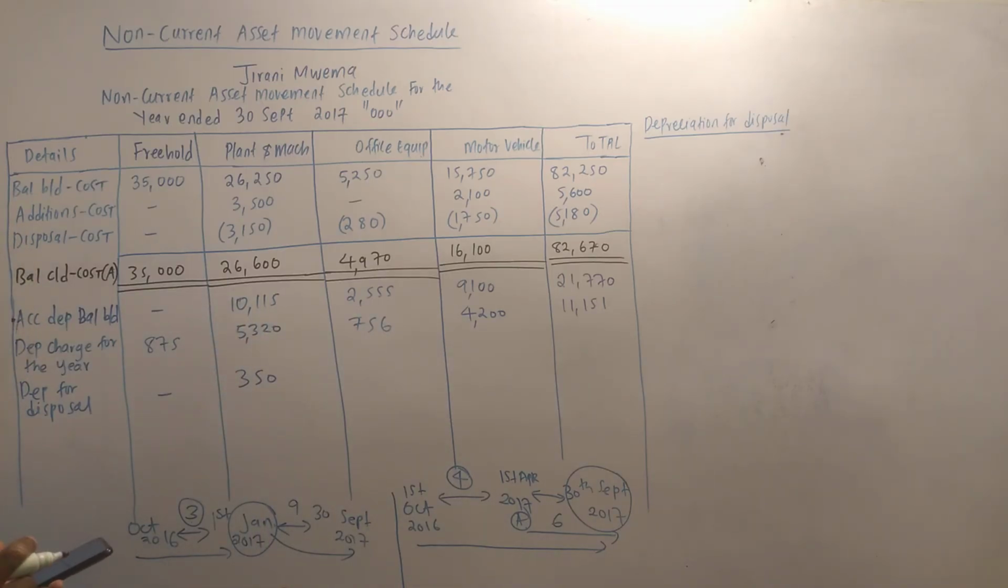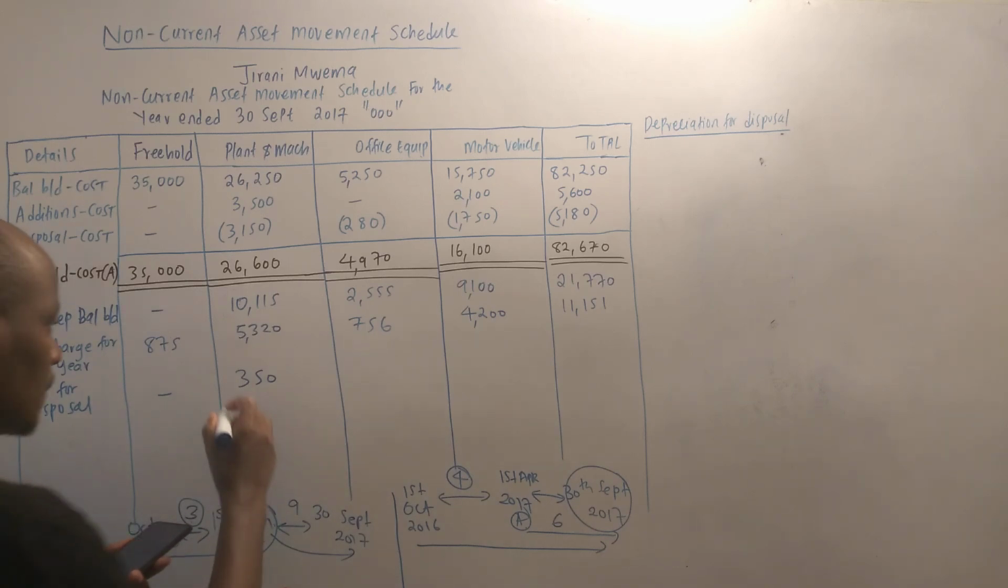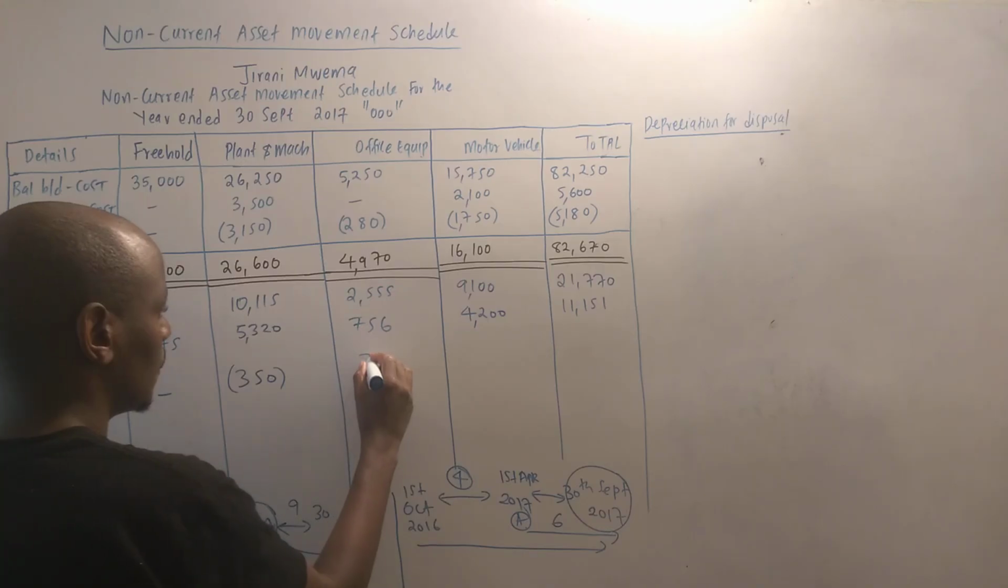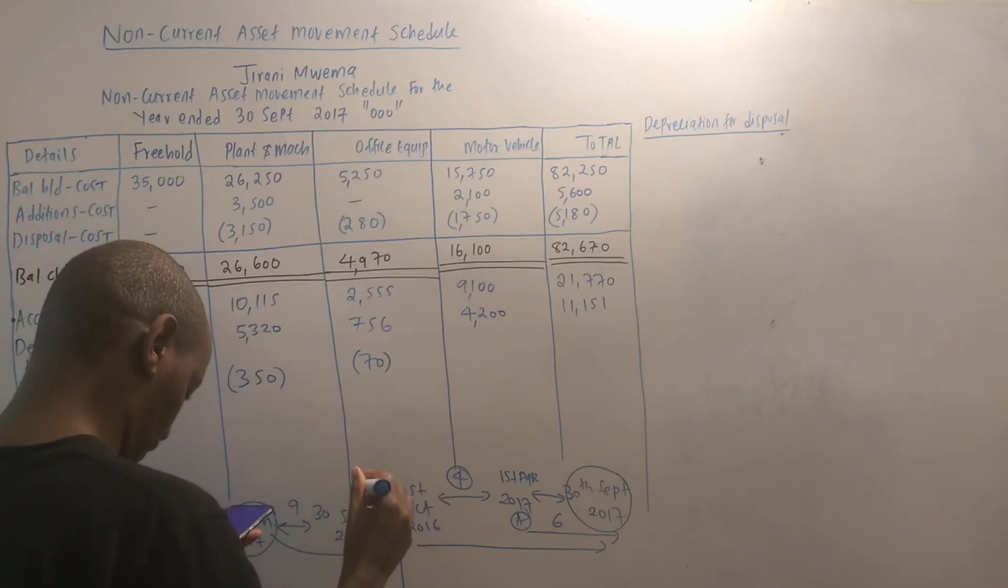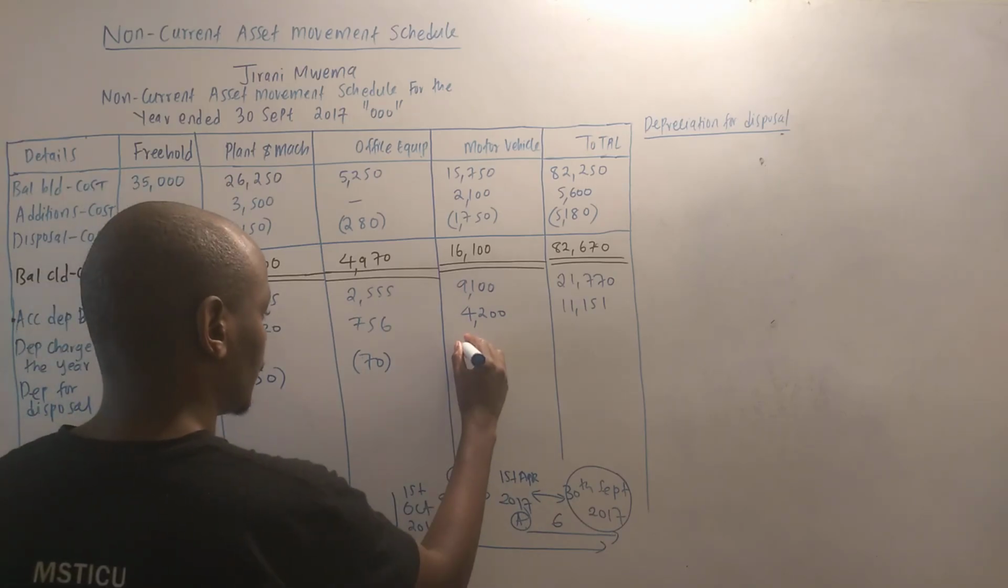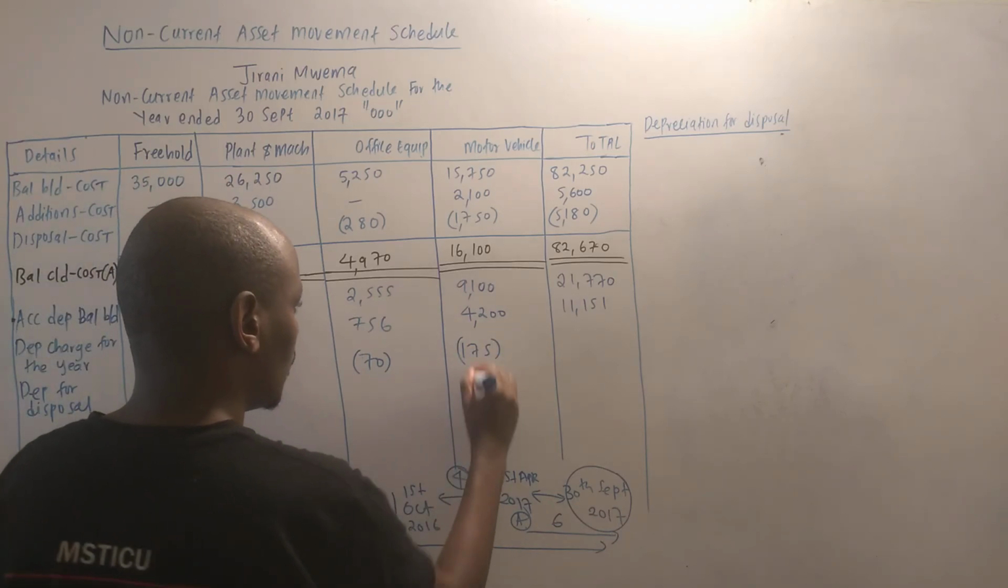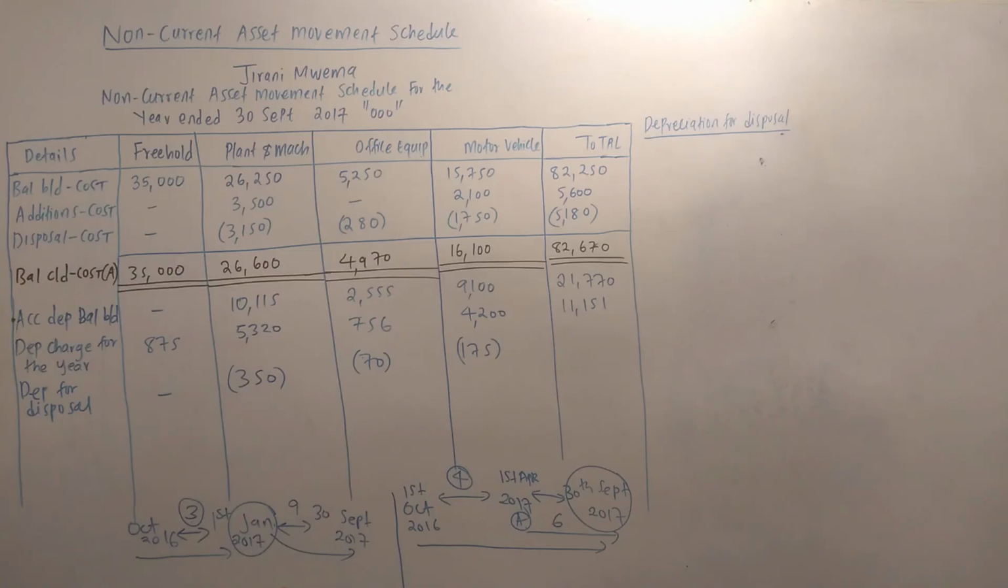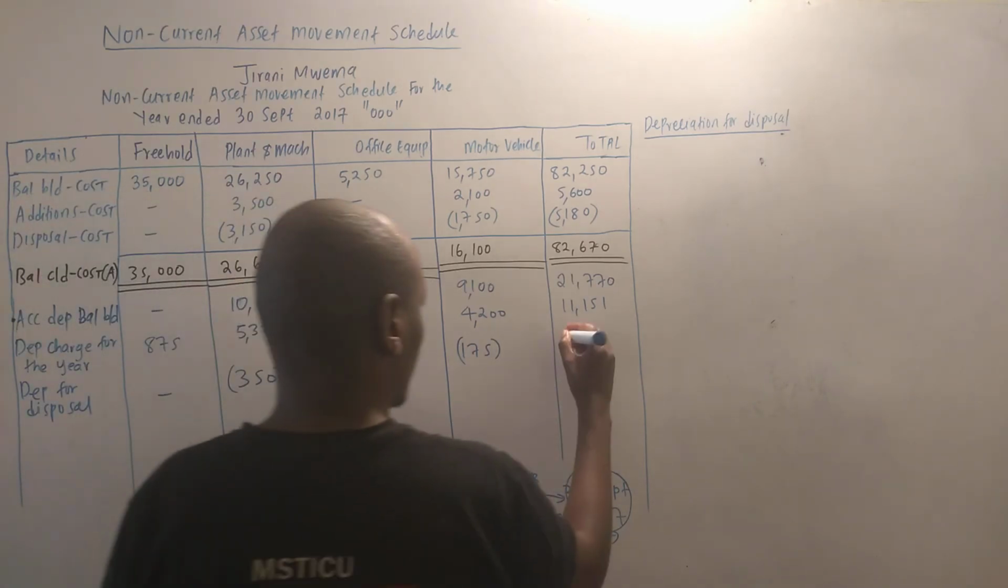For office it is 70. Remember depreciation will be less. And then 175. Even there was no need to calculate. There was no need for computation because we were already provided in the question. But in some cases, you might not be provided. So this one is 595.